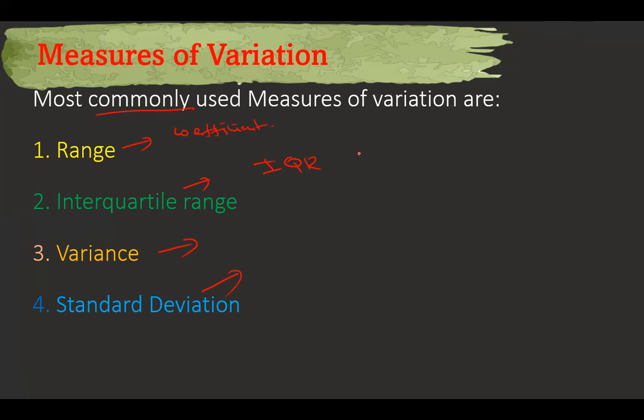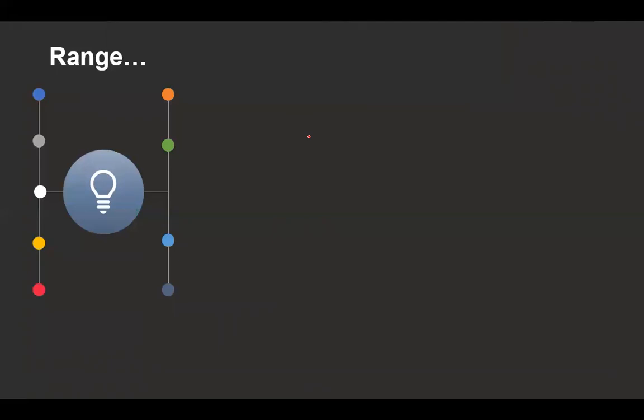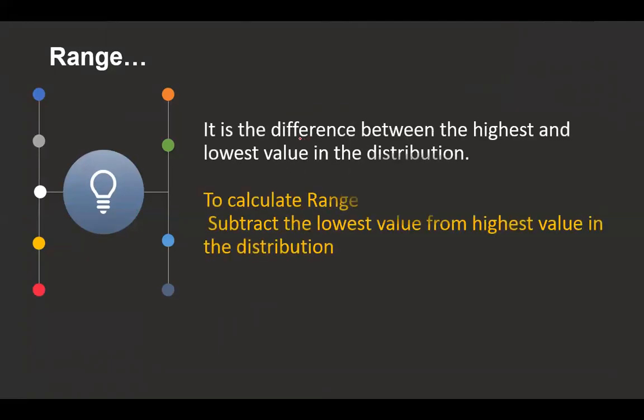So what are all the things we are going to study one by one here? First we want to study what is called the range. Range is nothing but the difference between the highest value and the lowest value. It is very simple. To calculate the range, subtract the lowest value from the highest value in the distribution. Now, what is the interquartile range, and why is it being used? Interquartile range is nothing but Q3 minus Q1, I'll tell you. So imagine that I'm having a smaller distribution here.